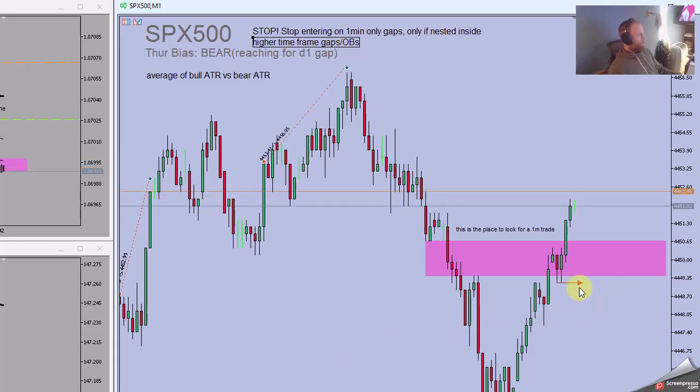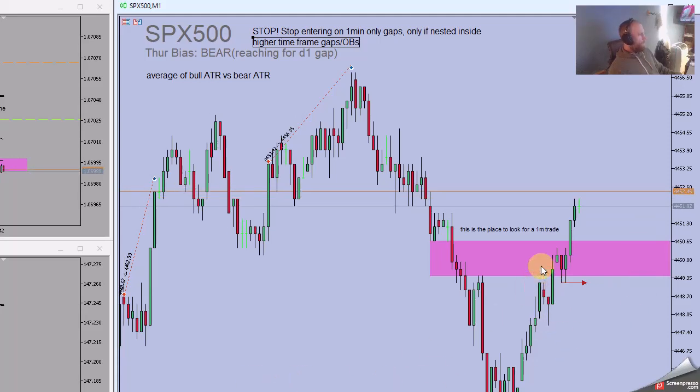We'll see if there's enough time left in the day for another entry, but I don't think there is. So working on my strategy within my demo here.